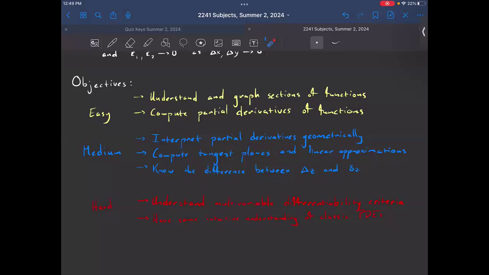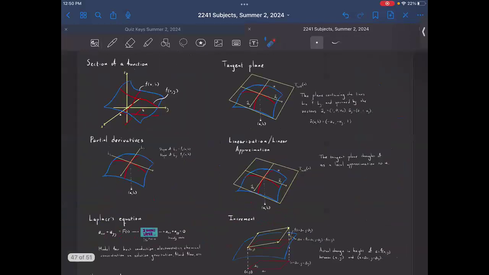Okay, and then our last objective here is to have some intuitive understanding of classic PDEs. So we're only going to do some very, very minor exercises with Laplace's or the wave equation, but having some idea of how these things work and what they mean, what they might be used to model, is a useful skill, especially if you're going into mathematics or any sort of scientific field. All right, let's move on to our next page then.